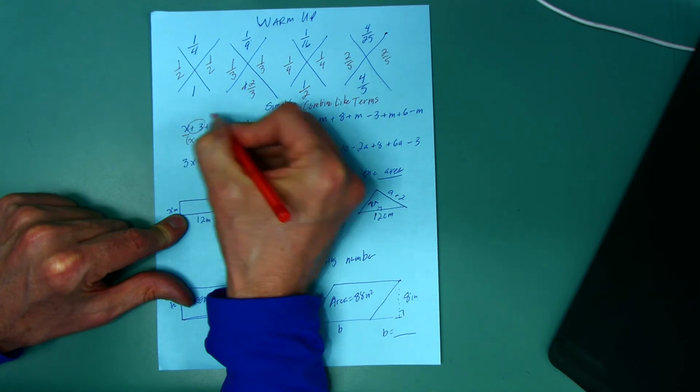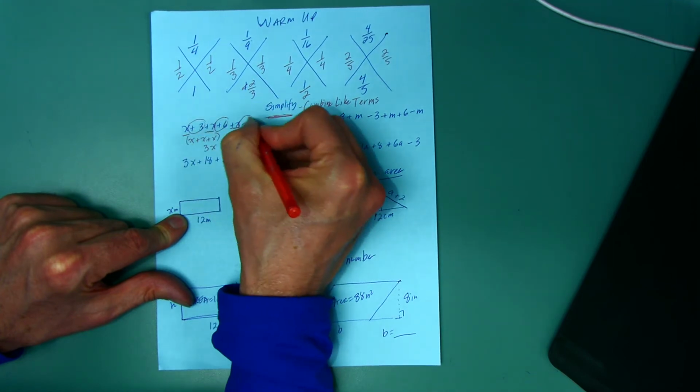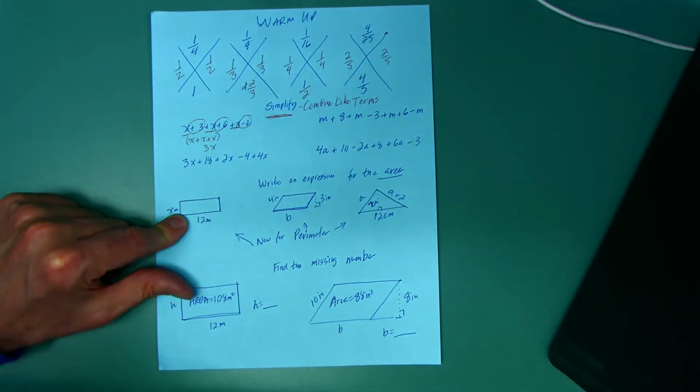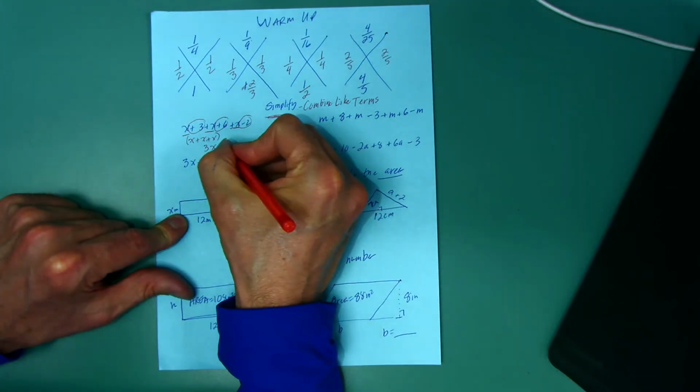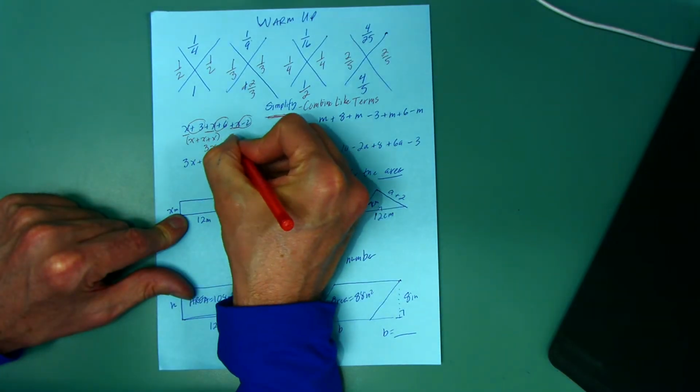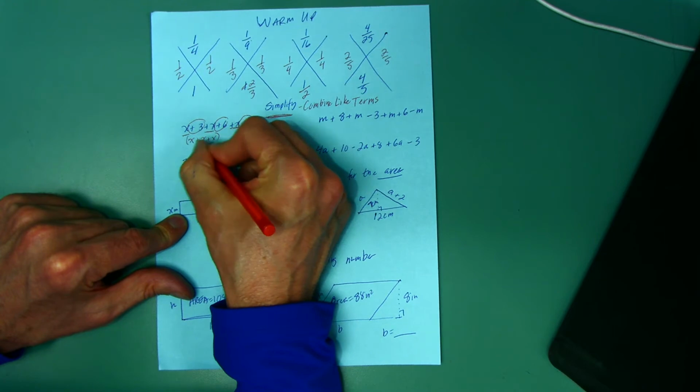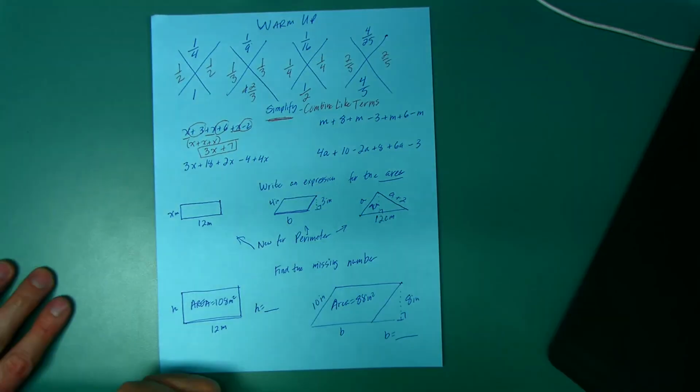And then I have a plus 3, a plus 6, and a minus 2. So I'm going to put those pluses together. That's a 9 minus 2 is 7. So 3x plus 7 is this simplified. You see how we did that?